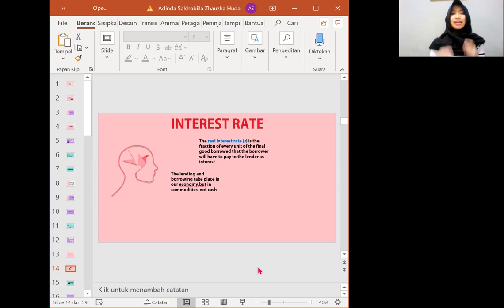Okay, let's move on to the interest rate. The real interest rate is the fraction of a unit of the final good borrowed that the borrower will have to pay the lender as interest, and the lending and borrowing take place in our economy but in commodities, not cash.